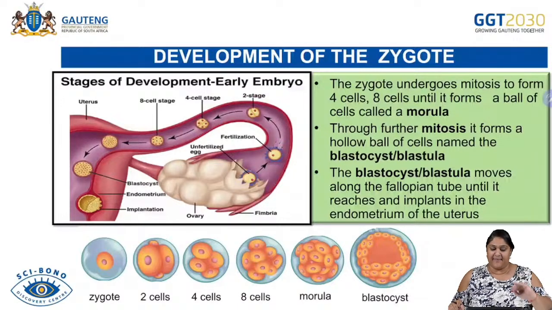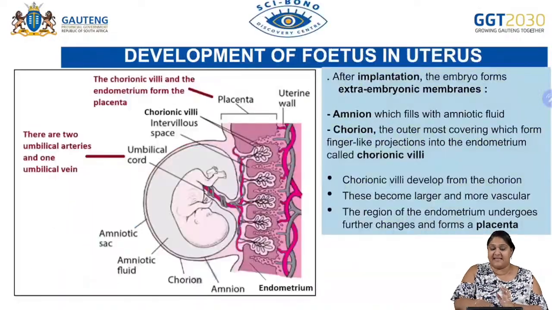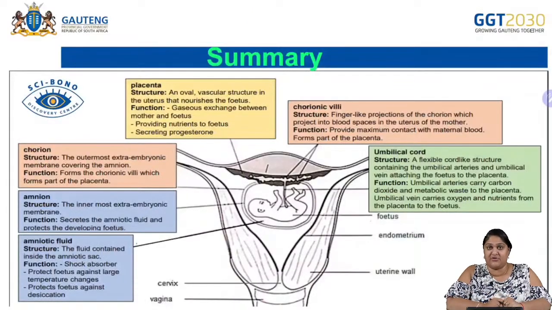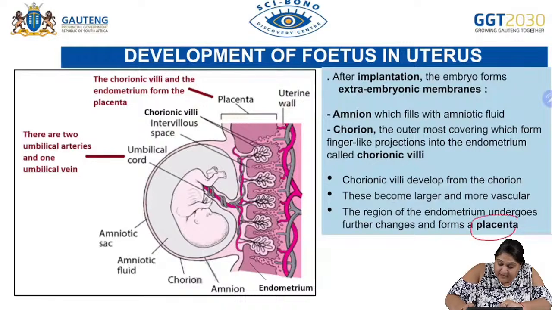Another important part that I want you to understand is that the chorionic villi together with the endometrium form the placenta. The placenta is a very important structure. I'm going to remind you about the function of the placenta, but please don't forget about the placenta, and you need to know other functions of the placenta.